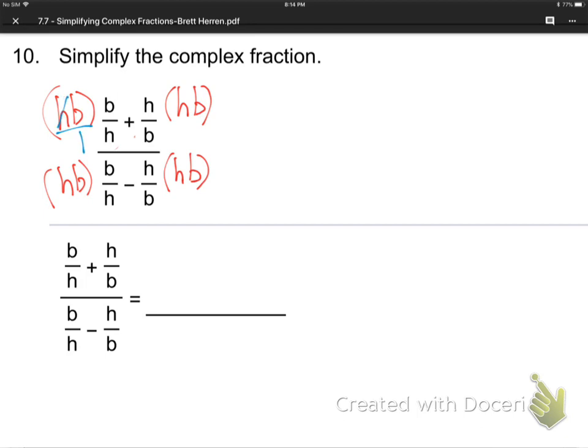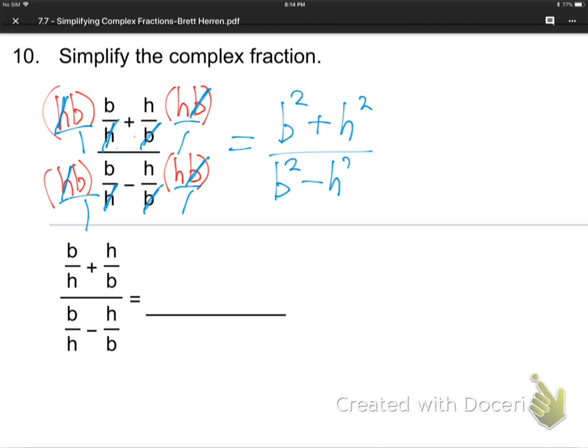So put that over 1, cross cancel the h's. What's left? B squared. Good so far. And over here, over 1, cross cancel the b's. H squared. Is that making sense? Just cross cancel and multiply what's left over. On the bottom, the h's cancel, b squared. Next one, over 1, the b's cancel. Like that.